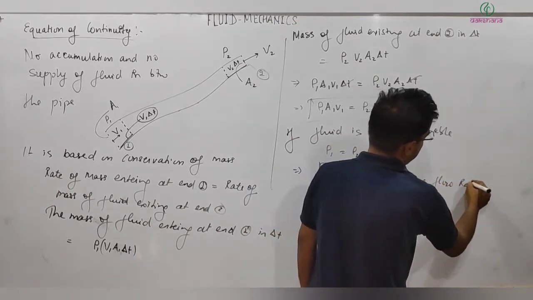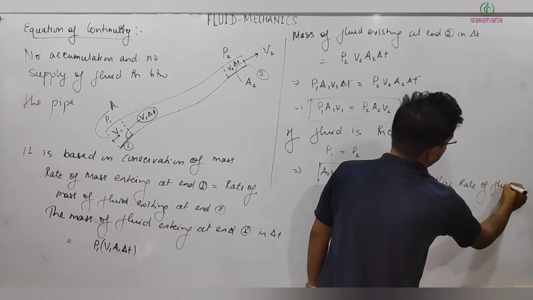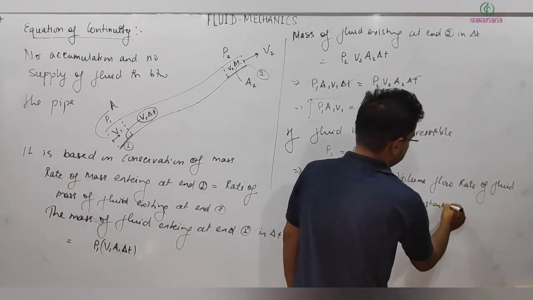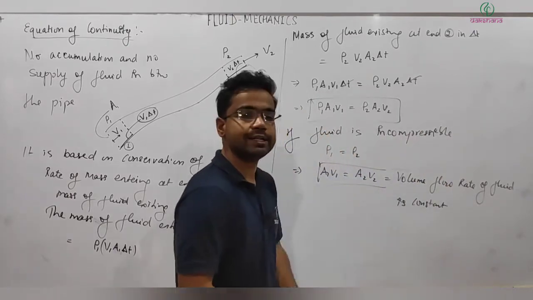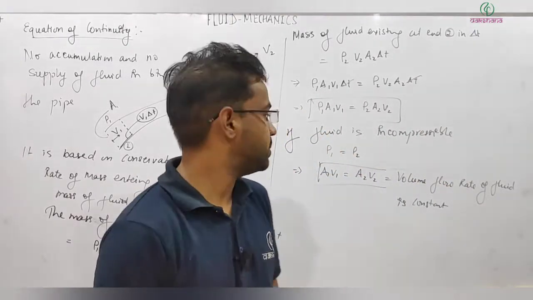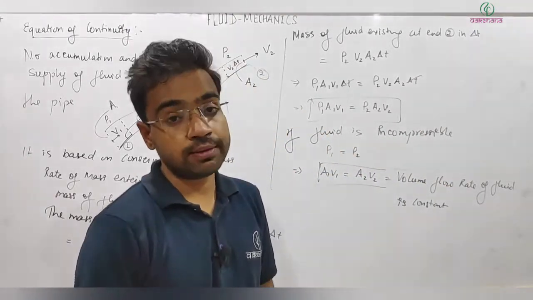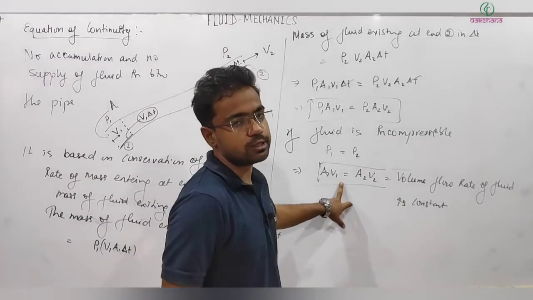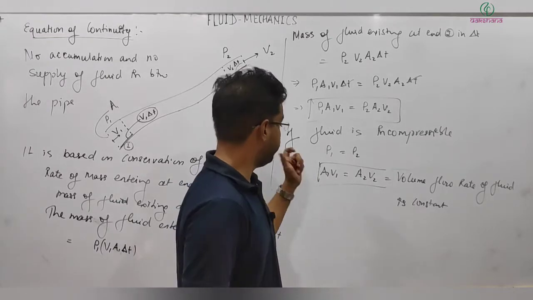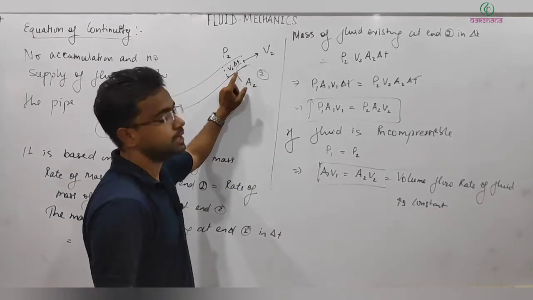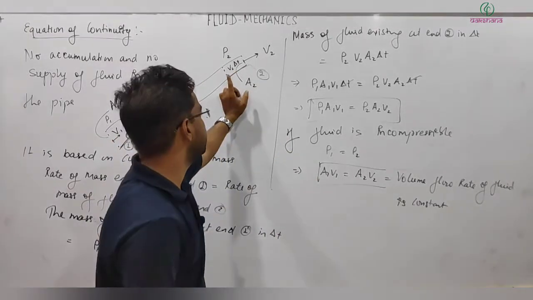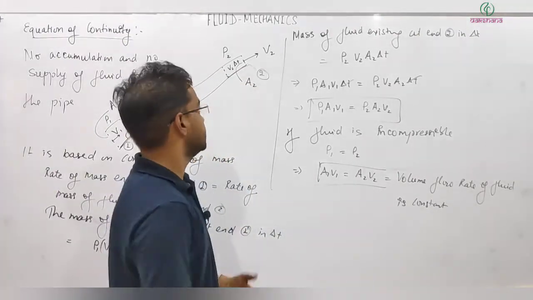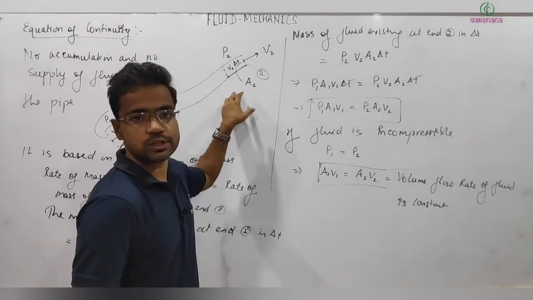The flow rate of fluid is constant. So here we get the relation between the area of cross section of the pipe and the velocity of fluid at that point, and here area multiplied by velocity remains constant. So if the area is decreasing, then to keep A into V constant, velocity must increase. Area decreasing, so velocity must increase.